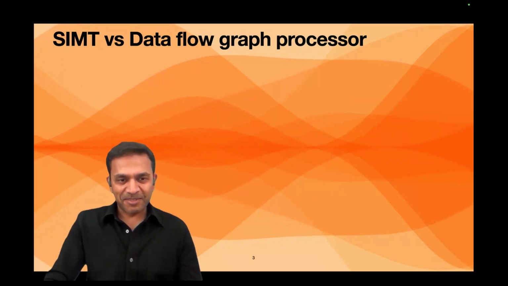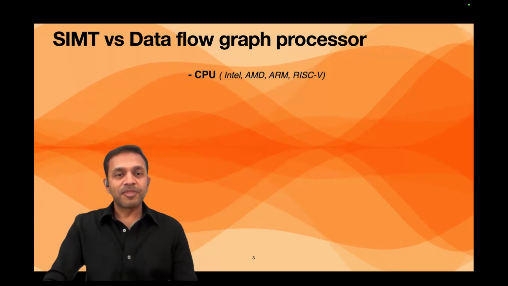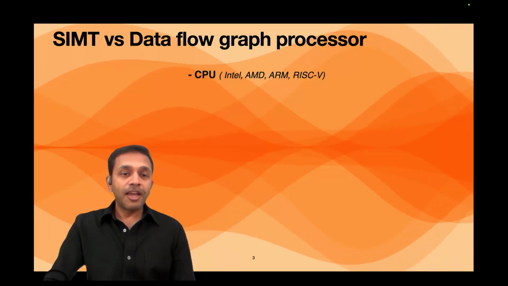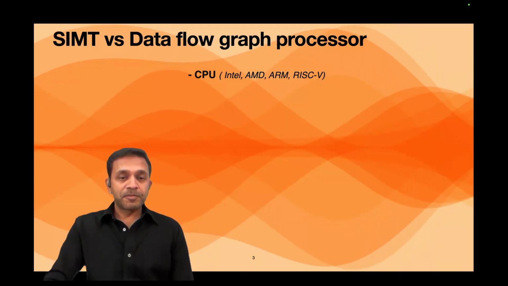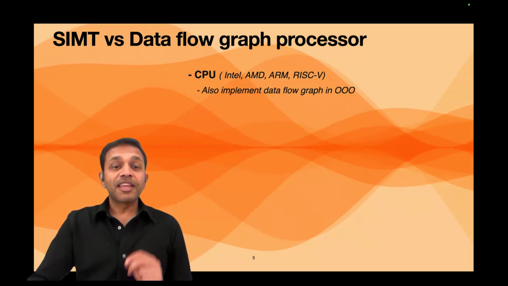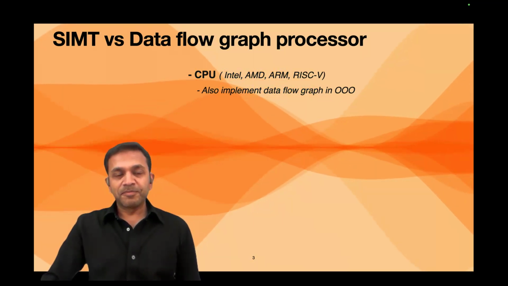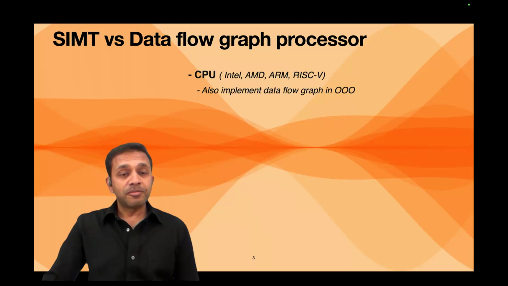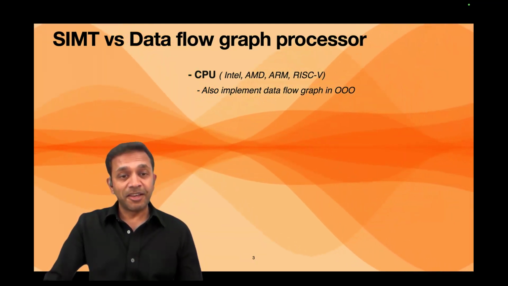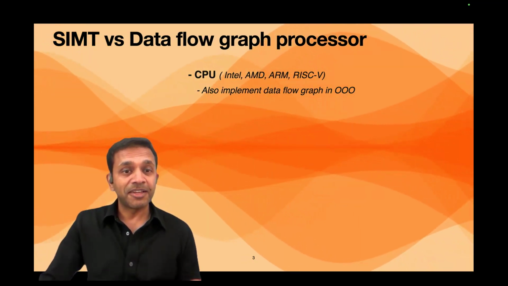Let's get into the nuances part. Some interesting things to visualize. Let's start with the CPU. The CPU is created as a control flow paradigm by and large, and it's optimized for single thread performance. However, the CPU also implements the data flow graph in its out of order logic. In the reservation station, there are micro ops in flight. The moment one particular micro op's data gets ready, it can get executed out of order. That aspect is the data flow graph implementation in hardware.